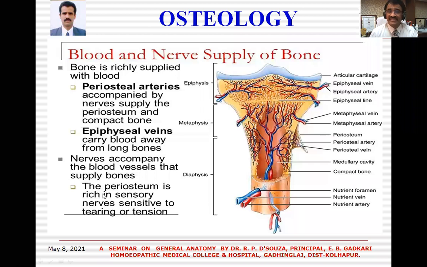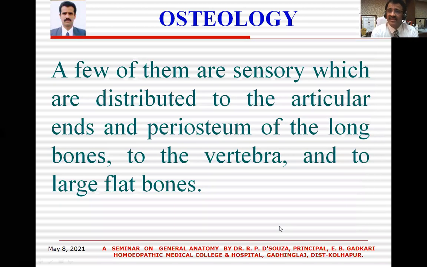The periosteum is rich in sensory nerves because it is sensitive to tearing and tension. It's like a watchdog. So anything touching the periosteum gives pain to the person. That is why they are supplied by sensory nerves. A few of them are sensory and are distributed to the articular ends and the periosteum of the long bones, and to the vertebra and to the large flat bones.